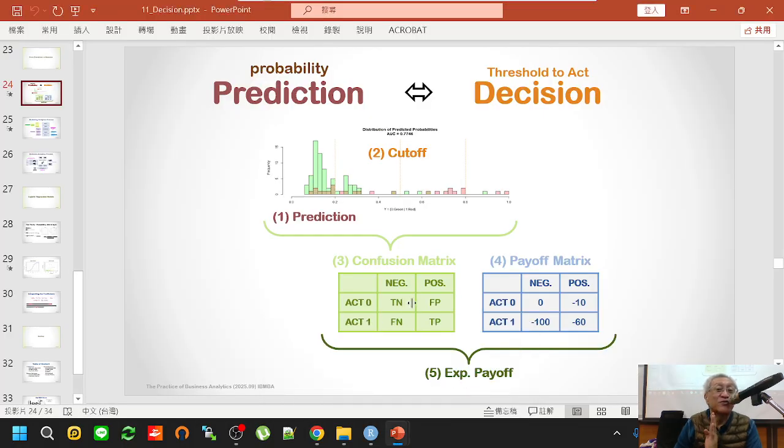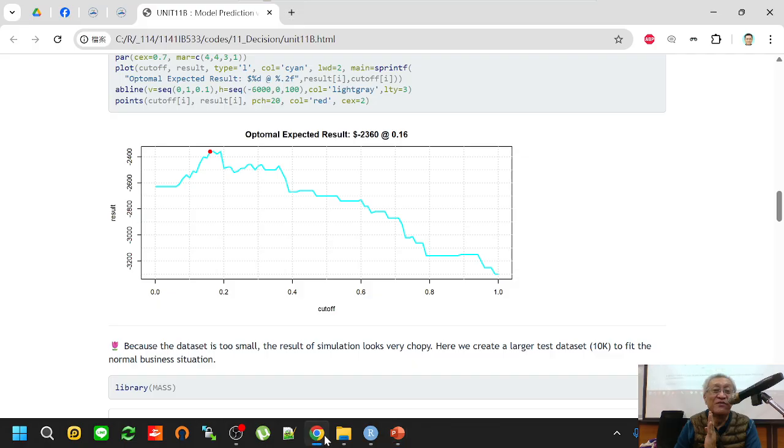First of all, the confusion measure changes with the threshold, right? And we take a product of the confusion metric and the payoff metric, and sum the products, and then we have the expected payoff. So when we move the threshold from 0 to 1, we will see our expected payoff for each threshold cutoff probability.